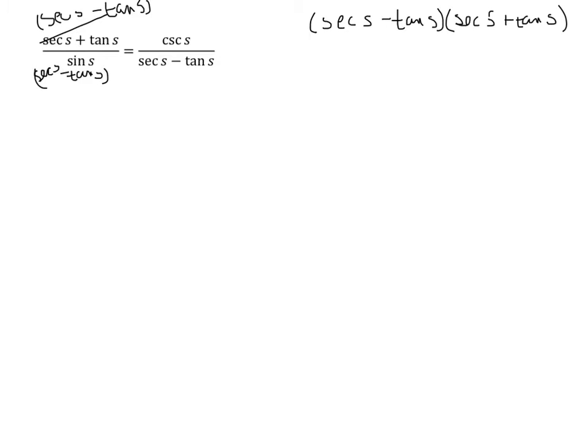right, I'll distribute secant times secant, that's secant squared. Secant times tangent minus secant times tangent, that'll cancel out and become 0. Negative tangent times positive tangent is negative tangent squared. And for now, I'm going to leave the denominator exactly as it is.